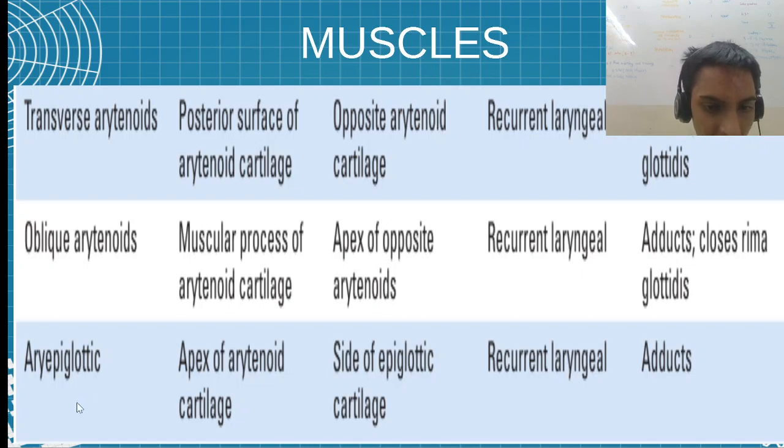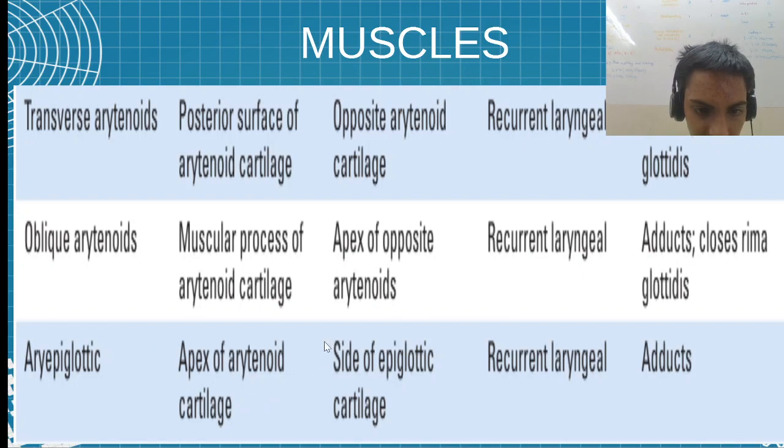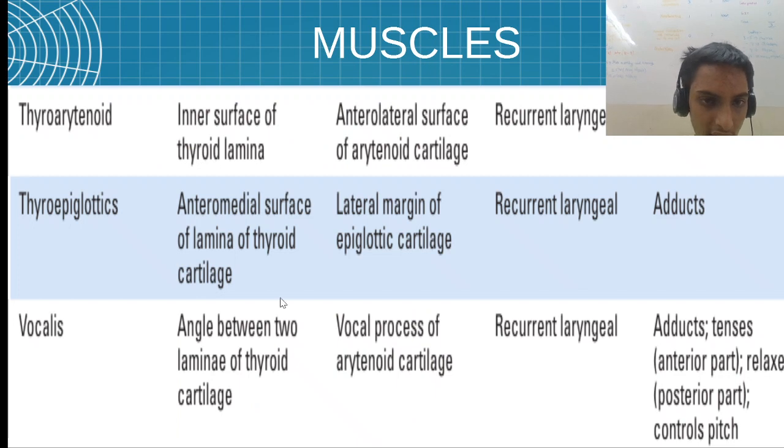Then ary-epiglotticus and thyroepiglotticus. First ary-epiglotticus, ary as in arytenoid, inserts into epiglottic cartilage. And when it comes to thyroid cartilage, then anterolateral surface of arytenoid, that is thyroarytenoid. Now we'll see the thyroepiglotticus. This is from thyroid cartilage, anteromedial surface, into the lateral margin of epiglottic cartilage.